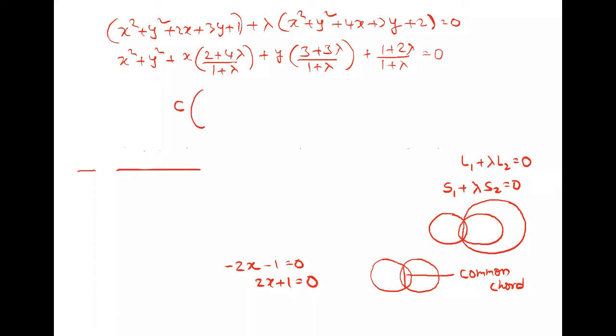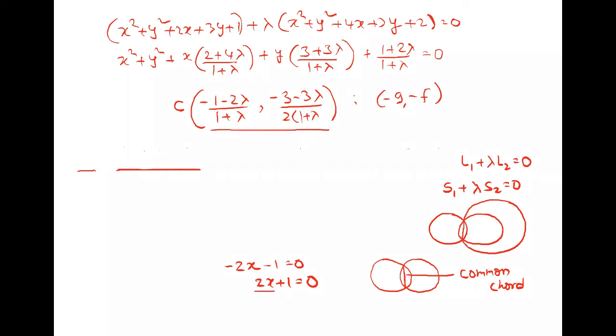The center will be (minus (1 plus 2 lambda) by (1 plus lambda), comma, minus 3 lambda by 2 times (1 plus lambda)). What are the coordinates of the center? Minus g, minus f. This center lies on 2x plus 1 equal to 0, because this is AB.